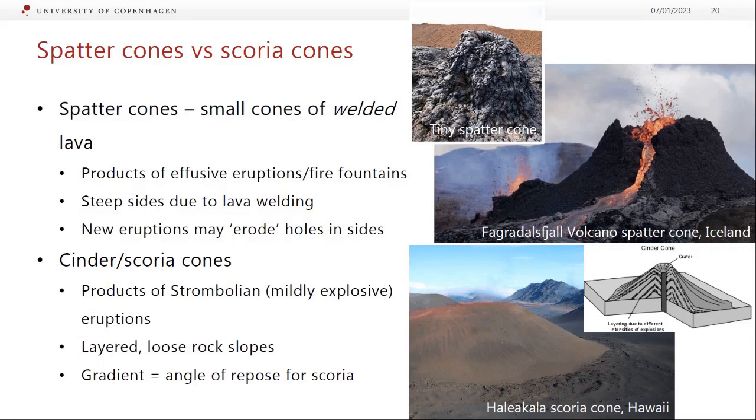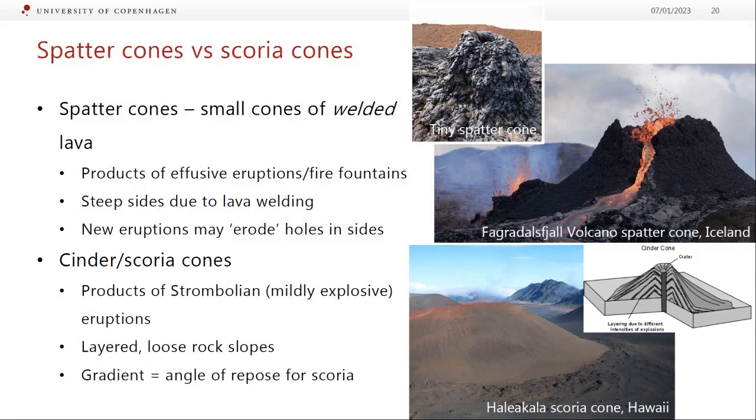Spatter cones are the products of a Hawaiian eruption, so you have a bit of a fire fountain. And the key thing that distinguishes them from scoria cones is that they are welded lava. Basically these little blobs are shooting up from a fire fountain, landing on the side, and fusing onto what's already there. So you can have quite a steep-sided spatter cone. New eruptions can erode a hole down the side. You can see this one from the Fagradalsfjall volcano in Iceland. There's a fairly small, round spatter cone and a river of lava flowing out the side of it.